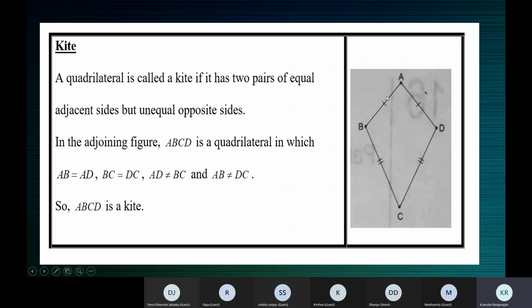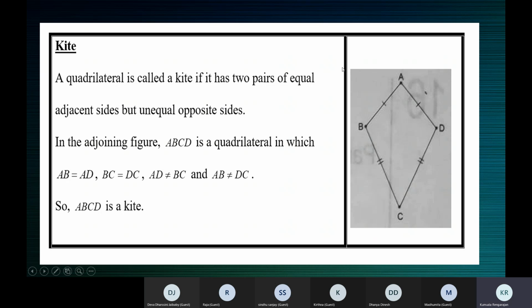Like see, AB is equal to AD. That is one pair of adjacent equal sides. Then BC is equal to DC, another pair. So there are two pairs of equal adjacent sides. That's why here you can see two pairs. Correct? You can see it here. Two pairs of equal sides.